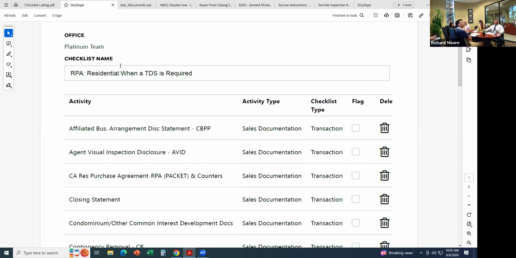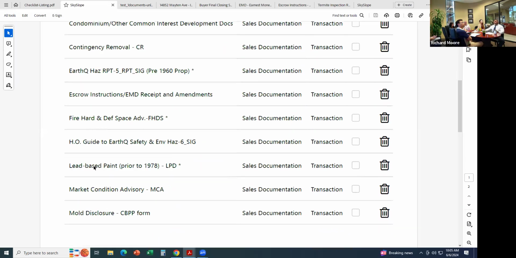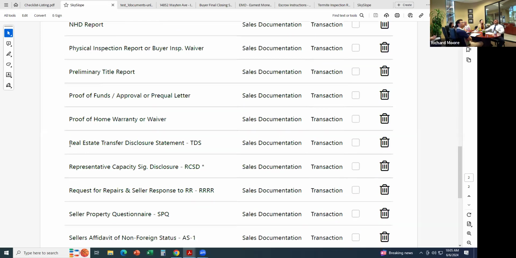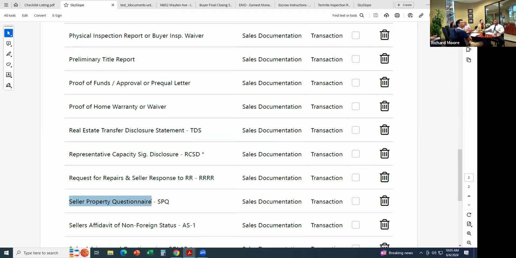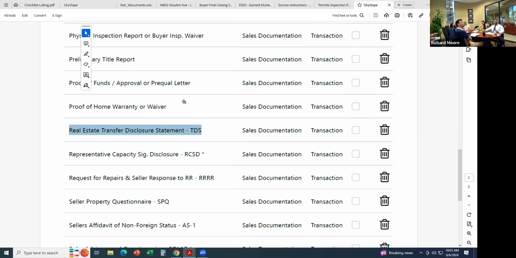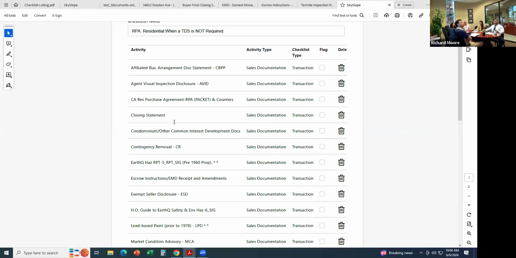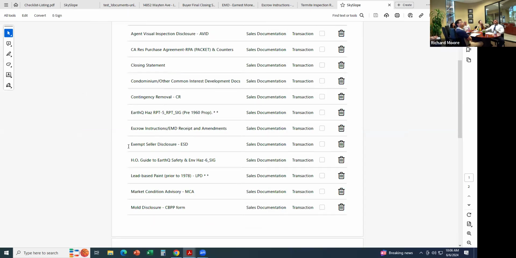But when the TDS is required, transfer disclosure statement, which you'll see here, real estate transfer disclosure statement, the seller property questionnaire is also required. In a transaction where a TDS is not required, instead of these two forms, you're going to have an exempt seller disclosure.